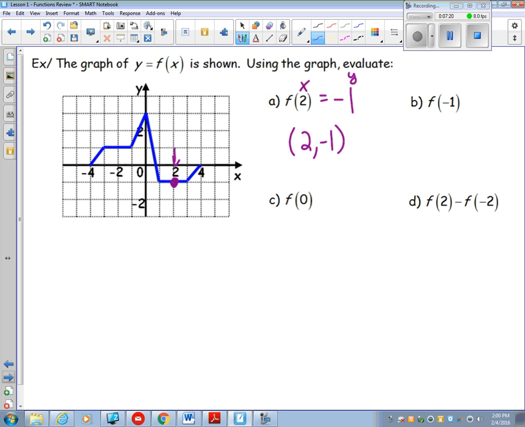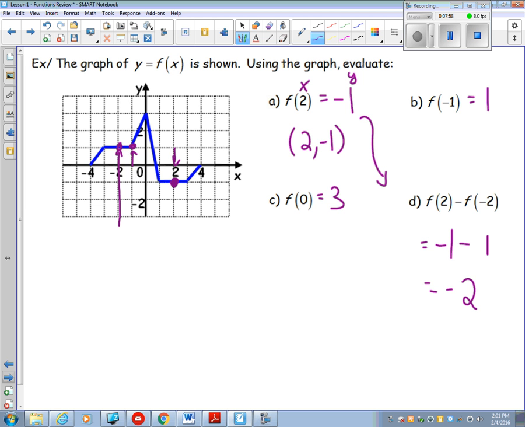Okay, f at -1. -1 would be right here, so my point is right there, and that value would be 1. I'm saying the point (-1, 1) is part of this graph. F at 0, that would be 3. We can do some operations. F at 2 minus f at -2. We'd figure out f at 2, which we've already done here in part A, so I'm going to take that down here, right? -1 minus, oh, what's happening at -2? -2 is right here. Right, that value there is 1. So -1 minus 1 gives me -2.